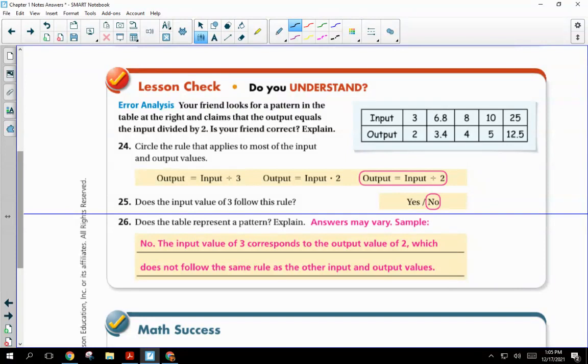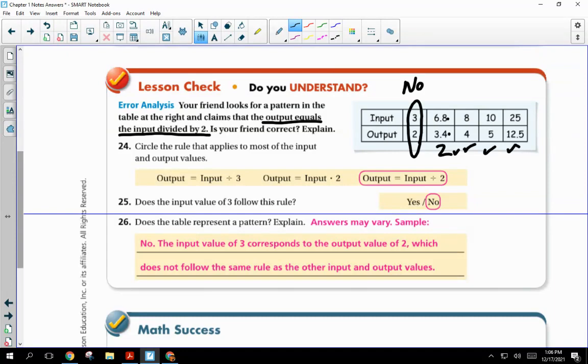Your friend looks for a pattern in the table at the right and claims that the output equals the input divided by 2. So the output equals the input divided by 2. Is your friend correct? Explain. Well, right away, the first two numbers. Is that divided by 2? No. So this is not correct right away. This divided by this does equal 2. Yes, yes, and yes. But the first one is wrong. So it cannot be correct because everything else is correct except for the first one.